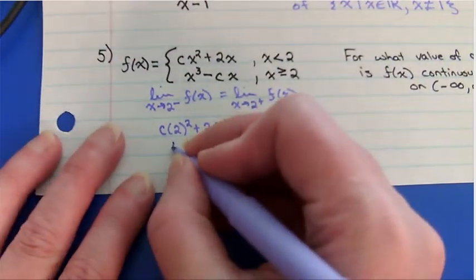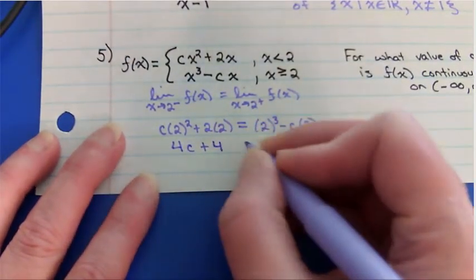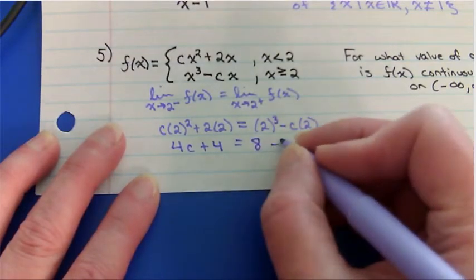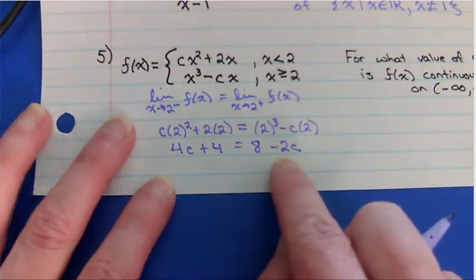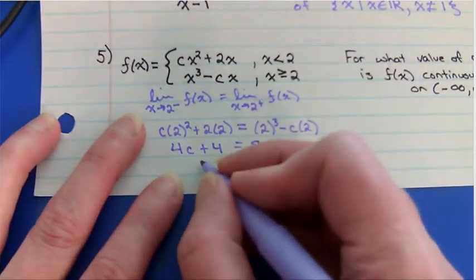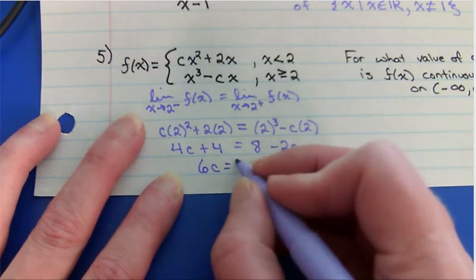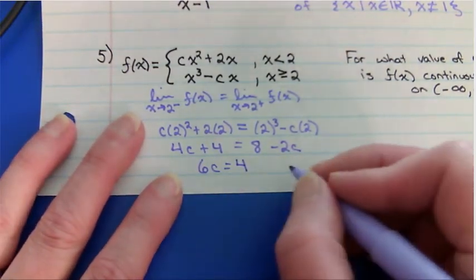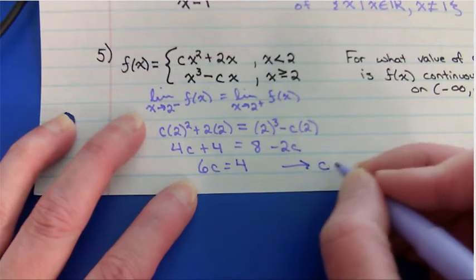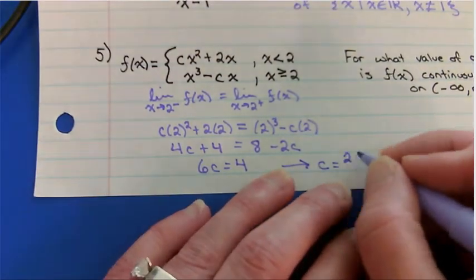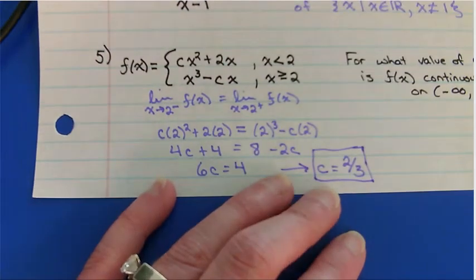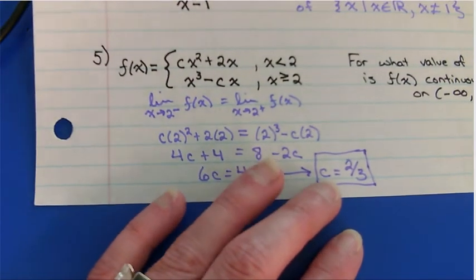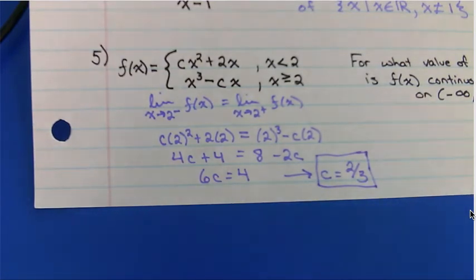So this is 4c plus 4 equals 8 minus 2c. And now we just have an equation to solve. How nice. Add 2c over here, so I get 6c equals 4. So c would be 2/3. And those are some examples of what kind of practice problems you'll see on the exercises.